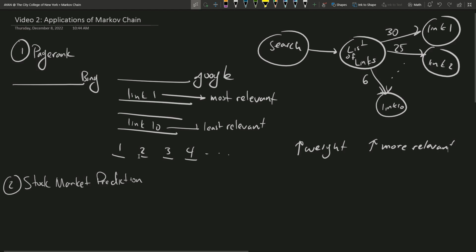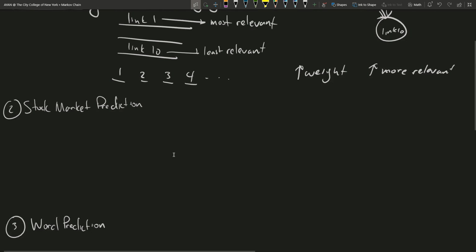And next time you do make a search on Google, just know that the first link that appears will be the most relevant to your search. Okay, that takes care of PageRank. Let's move on to the next one.